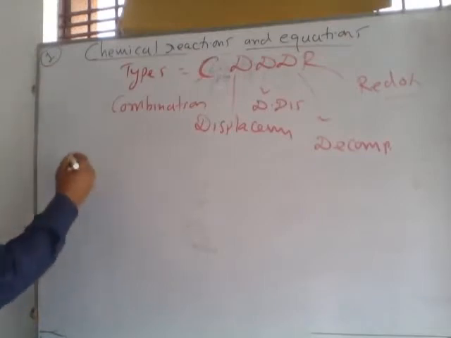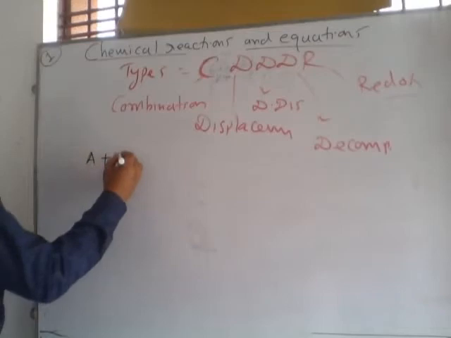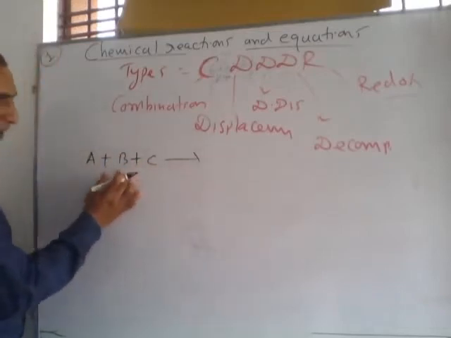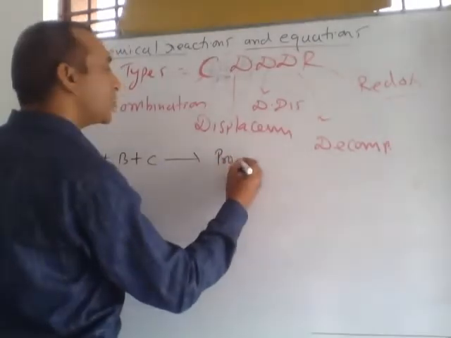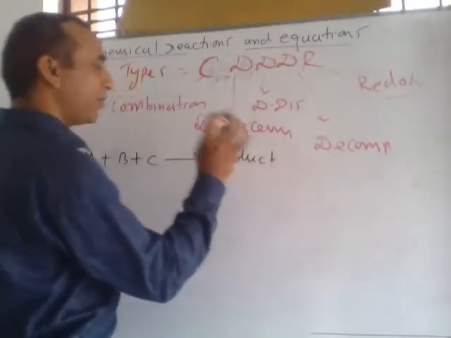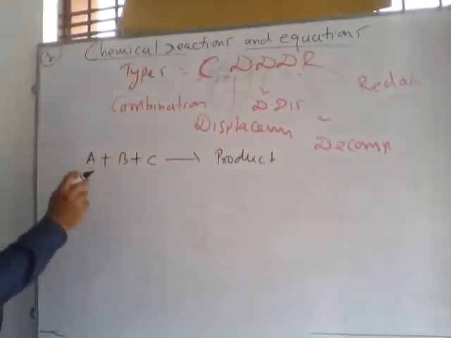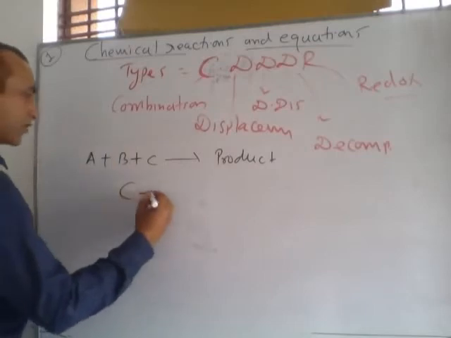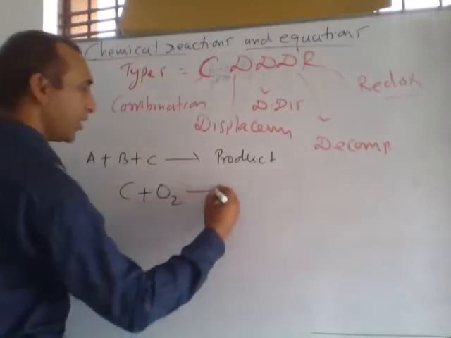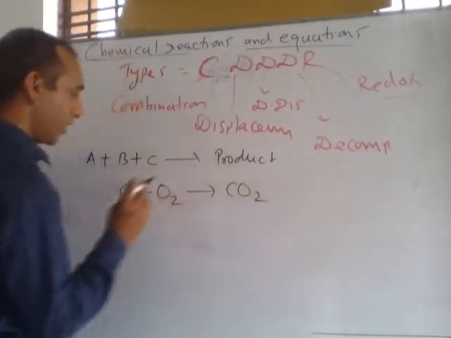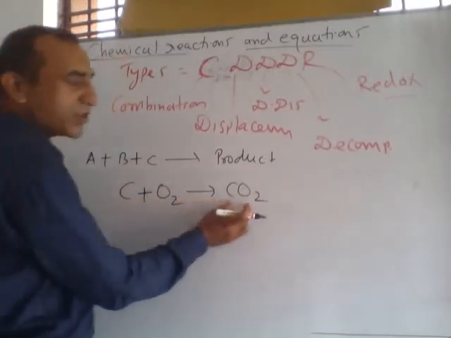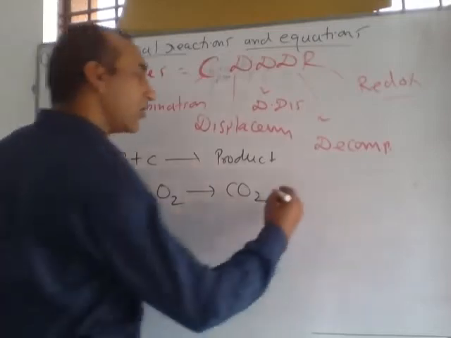In combination reaction, 2 or more than 2 reactants will combine and give a single product. Single product formed by mixing 2 or more than 2 reactants. These are reactants, this is the product. Suppose, very simple, carbon is reacting with oxygen and forming CO2. Here carbon and oxygen are 2 reactants. After the reaction they are giving single product CO2 along with heat.